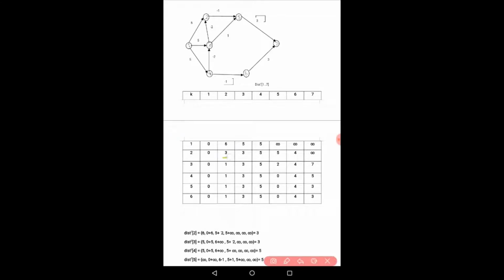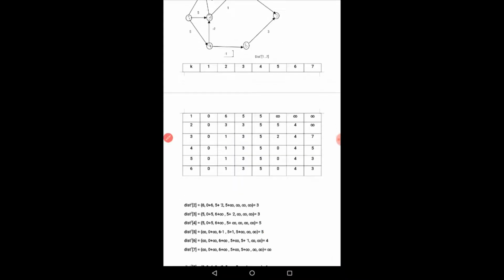So next we have to fill this value, the value 3. So how will we get that? This value we can find out. For that we will use this equation. Now we have to fill the next value. In the second row, the k value is 2. So we have to find out the distance to all the remaining vertices, 2 to 7.